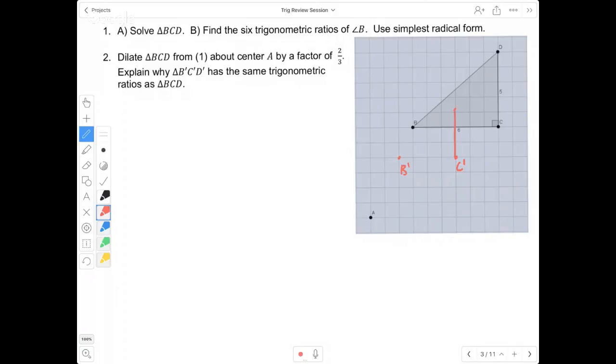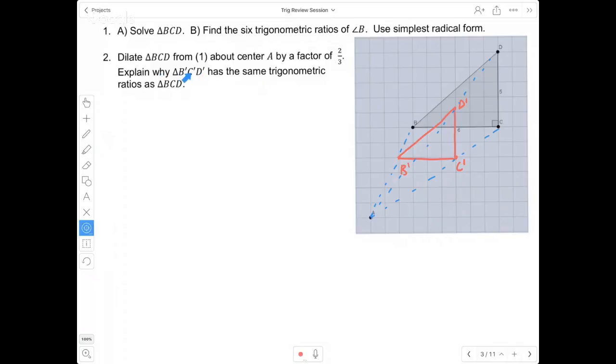Looks good. Oh, and this is D prime. So here's the triangle, B prime, C prime, D prime. I'm noting that if I drew in these lines, showing how I got from each one to the next, again, the distance from A to B got 2/3 as long. The distance from A to D got 2/3 as long. The distance from A to C, 2/3 as long.